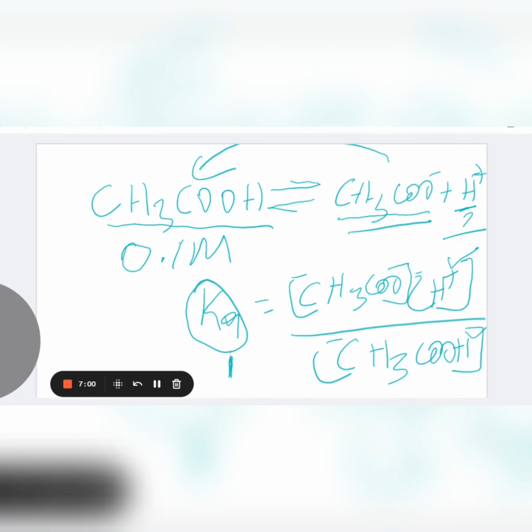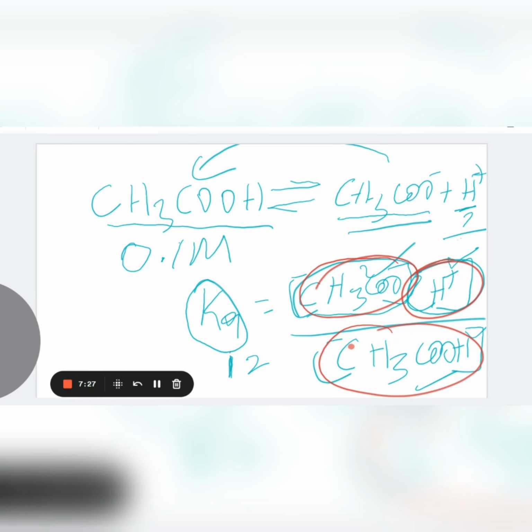If Ka is 2, it means that the numerator, which is up here, divided by the denominator is equal to 2, which means that the number at the top is twice as much as the number at the bottom, which means that the amount of these two species is twice as much as this down here, which means that the reaction is pushing towards the right-hand side. That's the direction it's going in. If it's 3 times the amount, same thing.